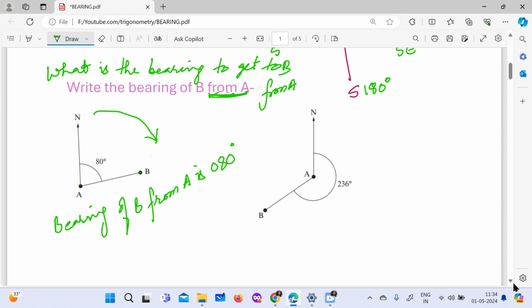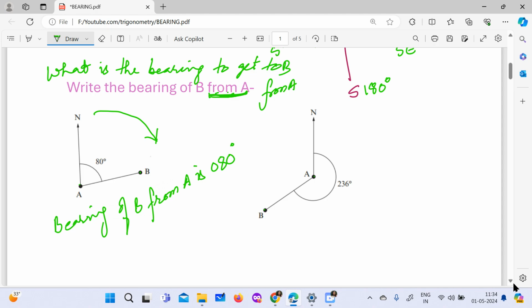Okay, I hope this is clear to everyone. Now we go to the next one. Here also the question is, write the bearing of B from A. That means what is the angle it takes to reach B.